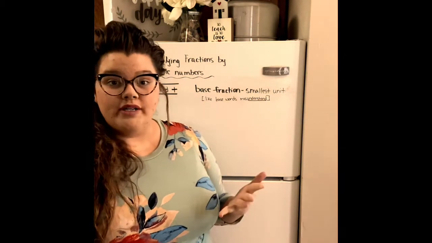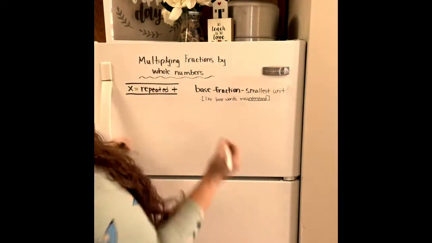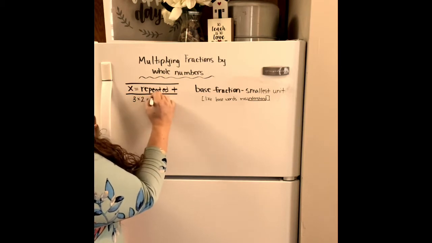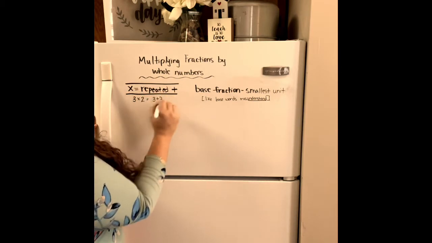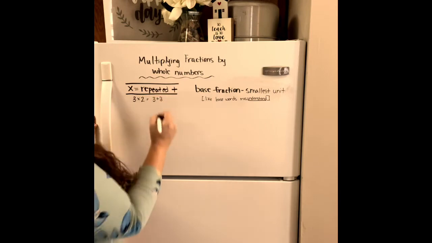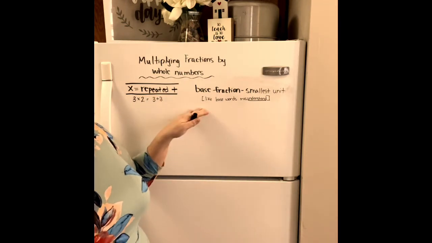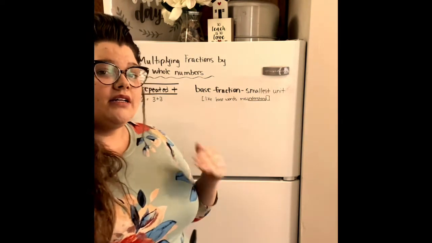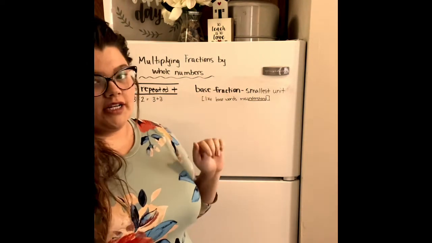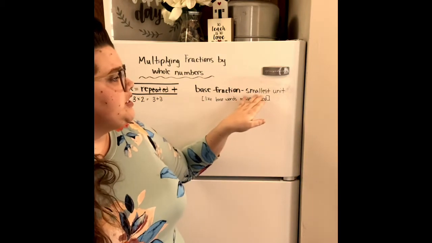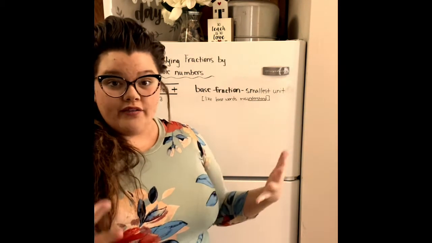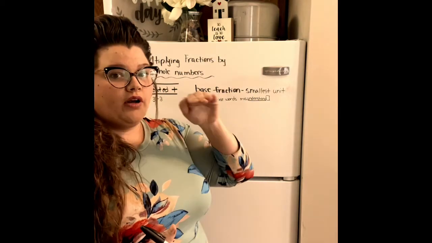So, for example, if you have 3 times 2, that's the same thing as 3 plus 3. It's the number 3 2 times. Repeated addition, okay? Also, we're going to be talking about fractions particularly today, so we need to understand the term base fraction. Now, base fraction simply just means the smallest unit, 1 over the denominator, whatever the denominator is, and the number 1 over it.